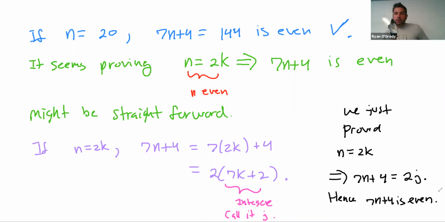So this direction required nothing more than taking n and assuming it had a certain property. That is, we assumed n was 2 times an integer, 2k. And then we plugged that into 7n plus 4, and we just did a little bit of algebra. We factored out a 2, and we rewrote it as 2 times something. In particular, we wrote it as 2 times j. So what we've done is we've proved one direction of this theorem.